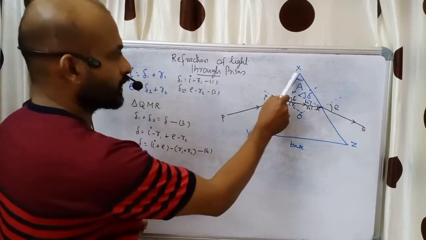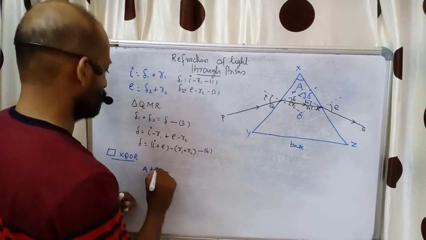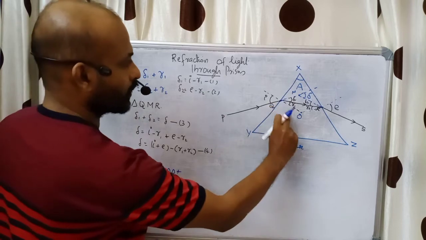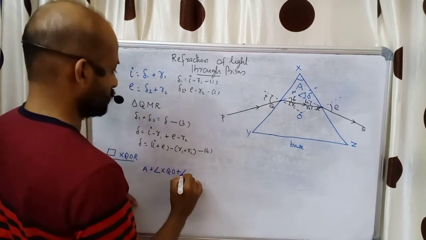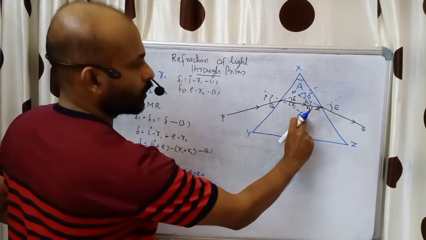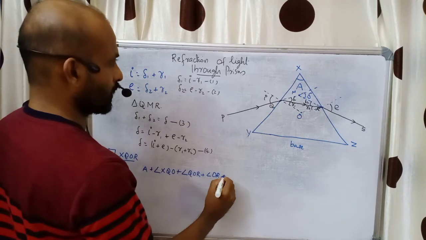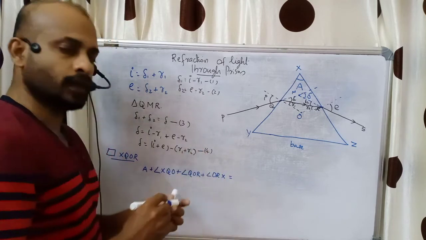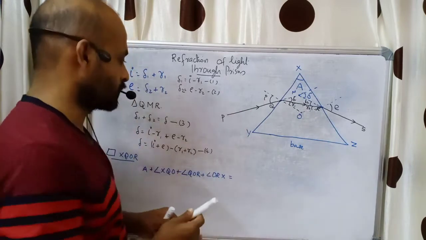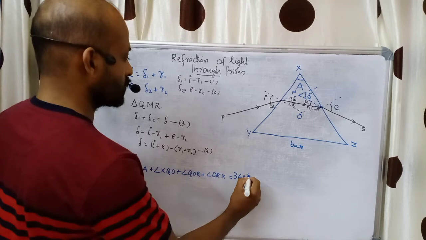Then other angles are XQO, next angle XQO, plus angle QOR. And the fourth angle is angle ORX. We know that for a quadrilateral, sum of the 4 angles will be equal to 360 degree. So we can write this 360 degree, sum of the 4 angles.